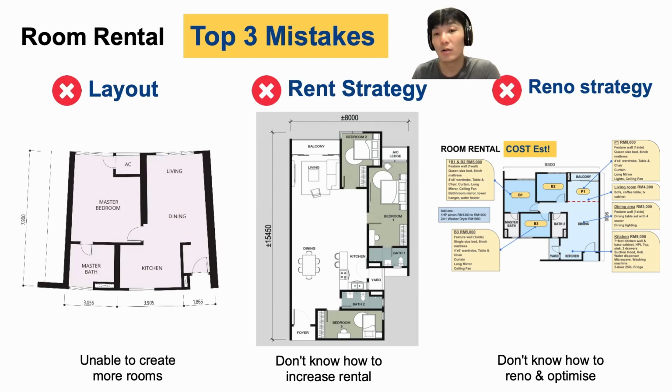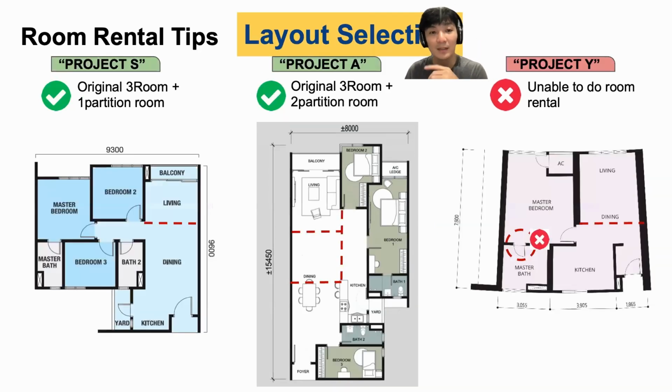So first thing, let's see this layout. What can you see from this layout? Why do I say it's the wrong layout to do room rentals? Able to identify this one? And then the second one, and of course the third one. So we go to the details.